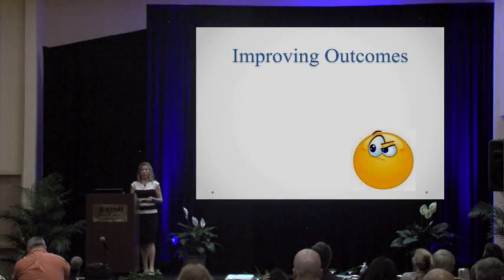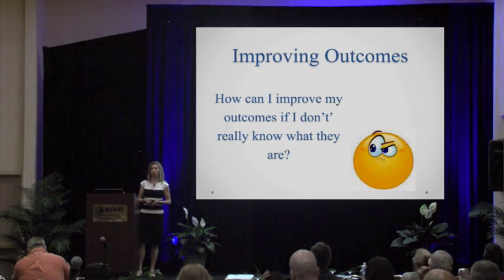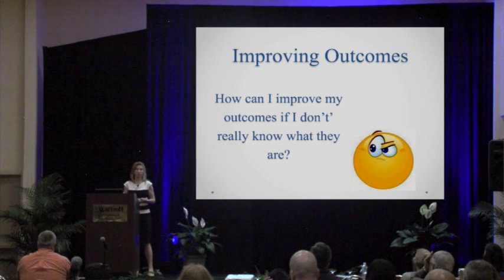And another consideration is improving outcomes. If I want to improve my outcomes, I've got to make sure I know what they are first. So how can I improve my outcomes if I don't know what they are? So I've got to make sure my participation rate and completion rates are high enough that when I look at my outcomes, I can say those are my outcomes, and now I can say, oh yeah, here's where I need to improve, and so on.